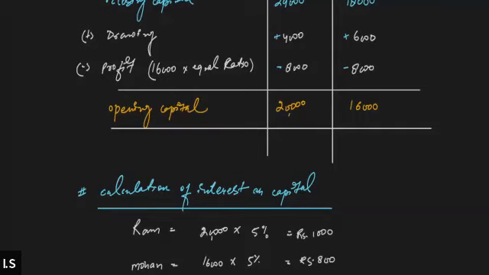Anybody, please tell me the general entries for this question, the interest on capital part. We'll have to pass two general entries. Firstly, for making it due, and then for transferring it to the P&L appropriation account. And then we will transfer it to the P&L account.